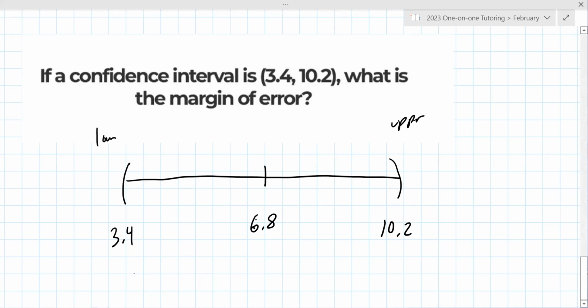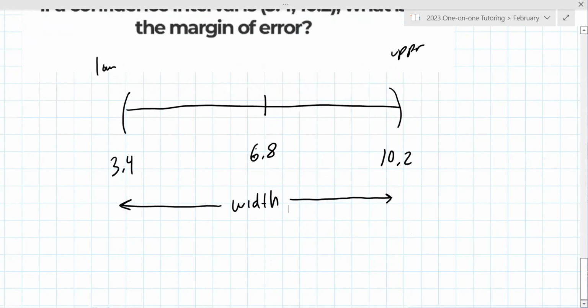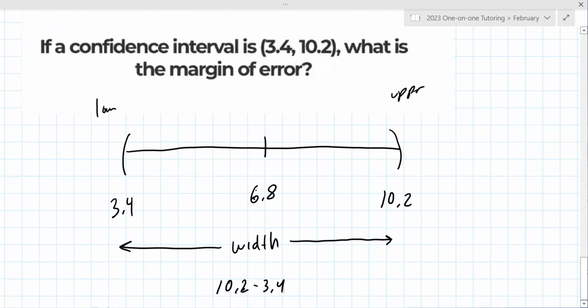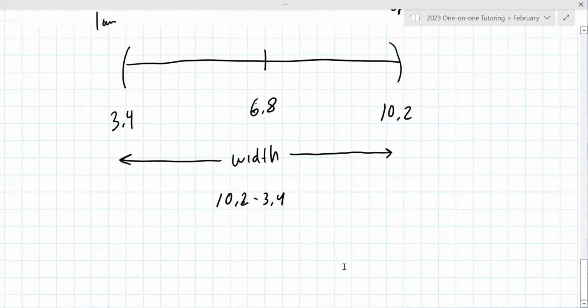So in terms of what's going on here, the width of the confidence interval is the entire length of this. Okay, so to find the width, you take 10.2 and subtract 3.4. Which I think is also 6.8, which maybe is why this was chosen.